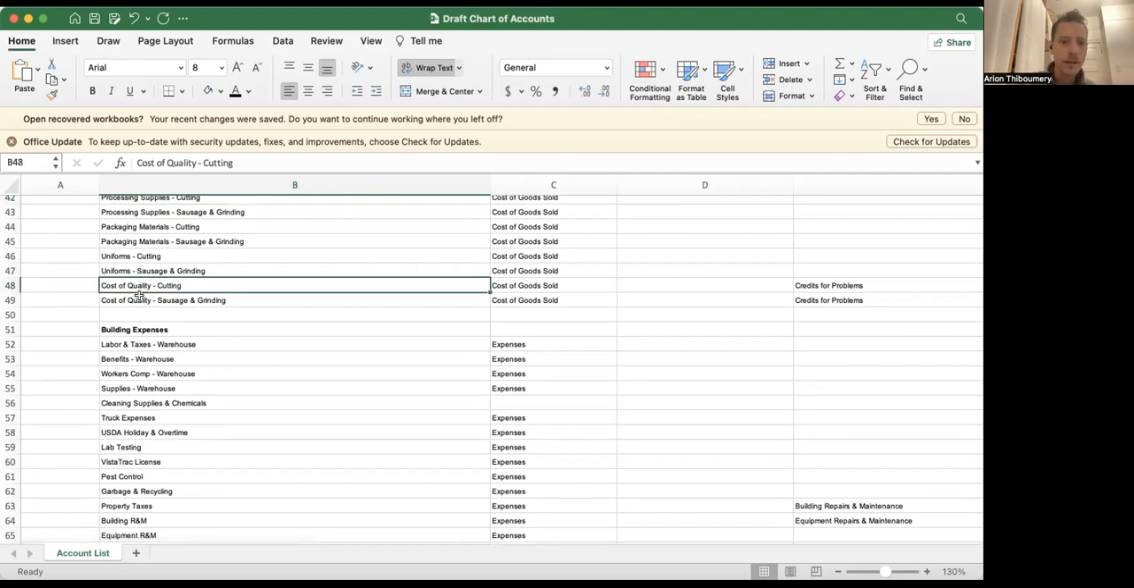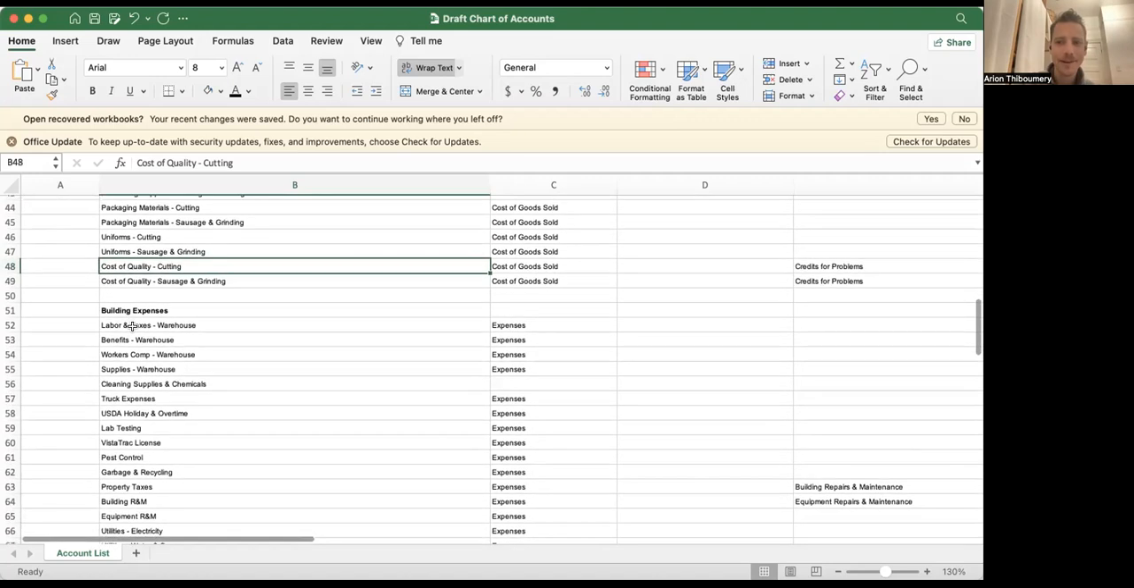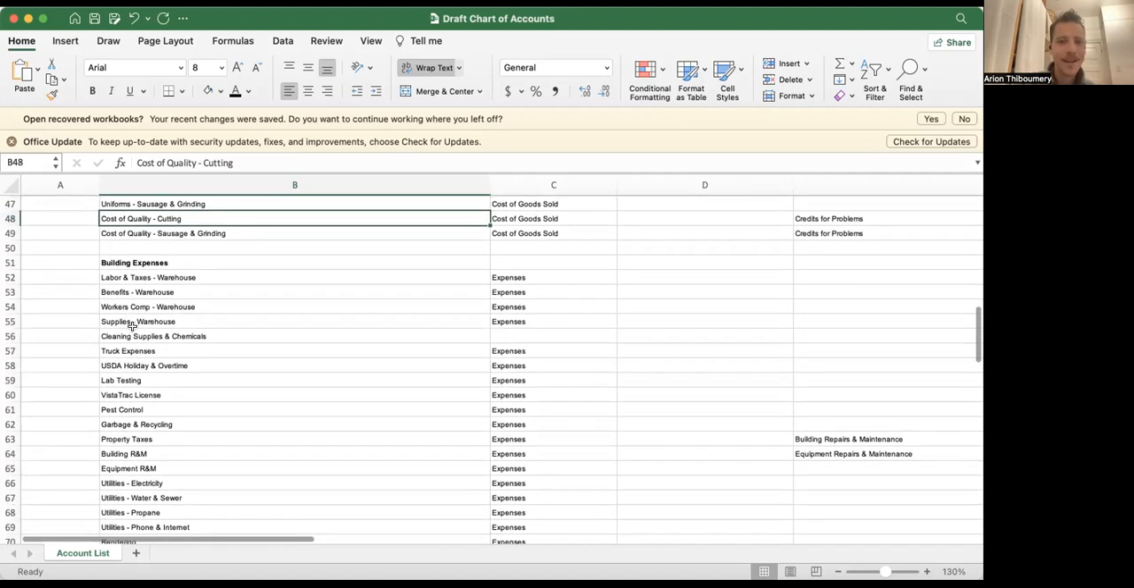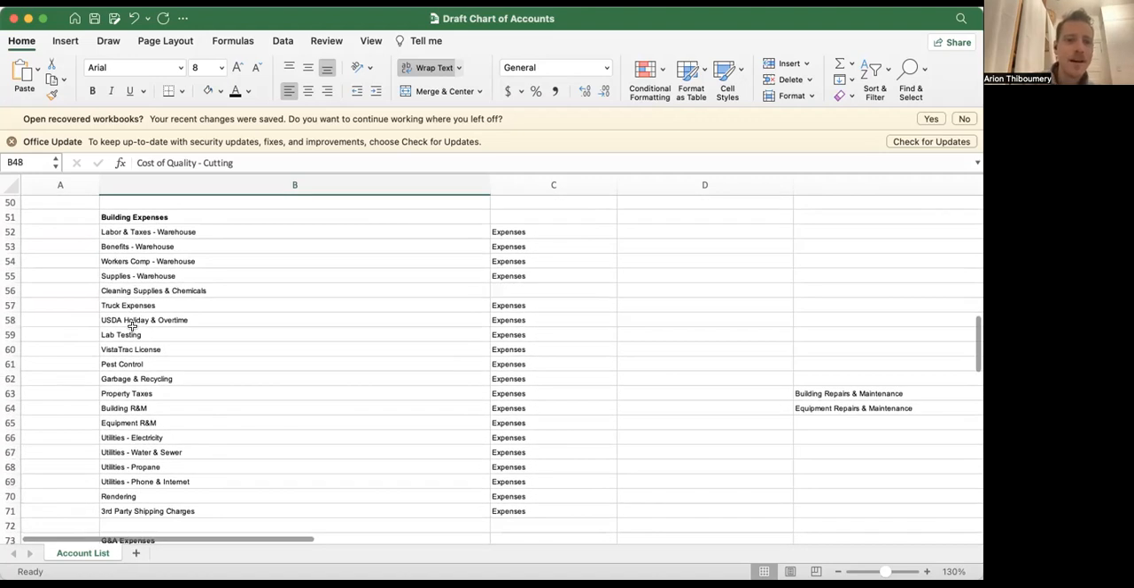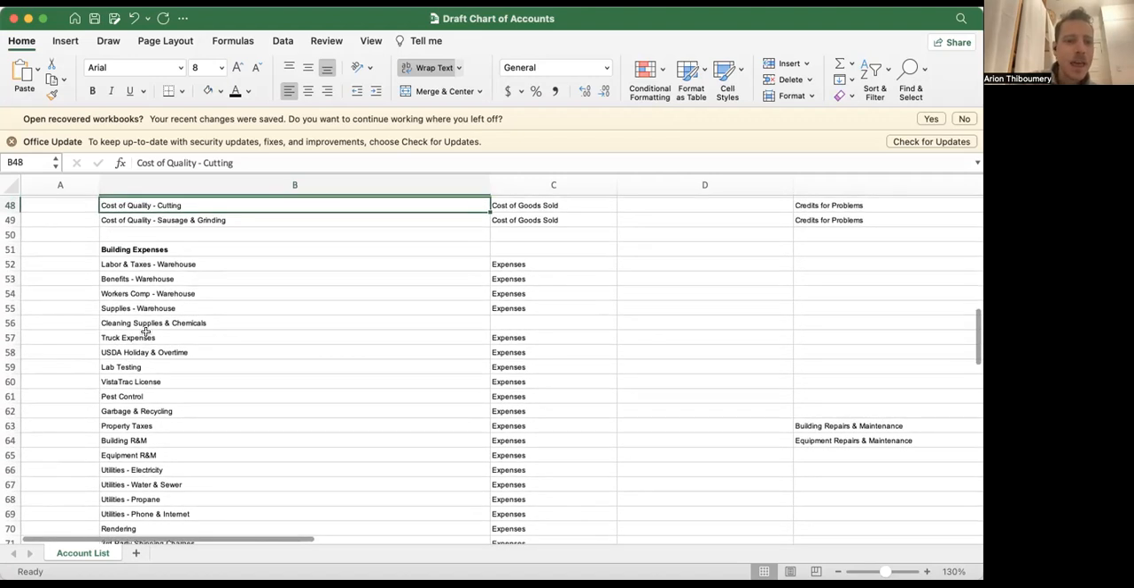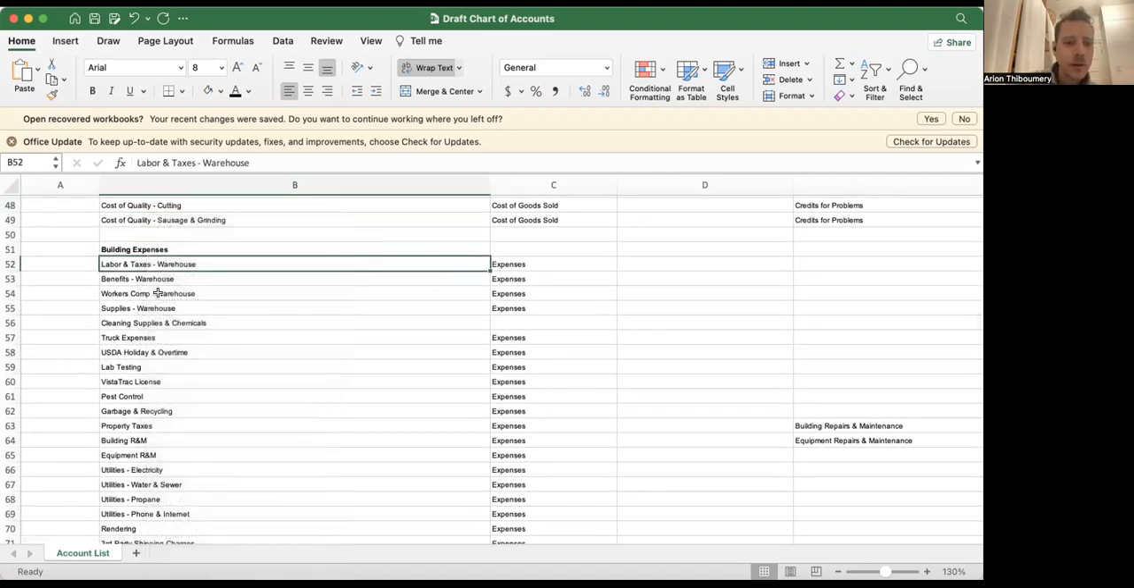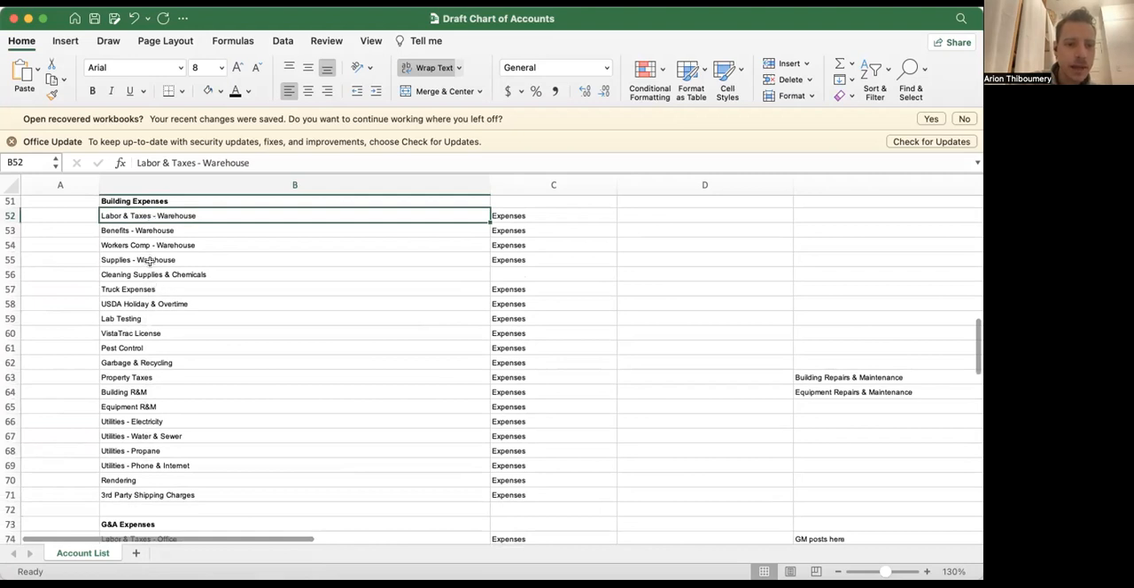Cost of quality, that's messing things up. That's when you make mistakes. That's what we post that to. I post that to cost of goods. And we have to buy stuff, buy meat from people. And so we do have a little warehouse. That's kind of the same thing.